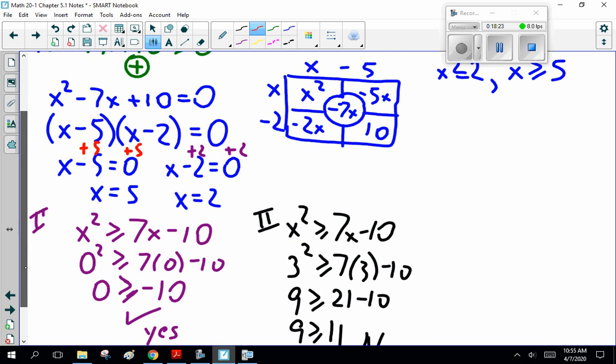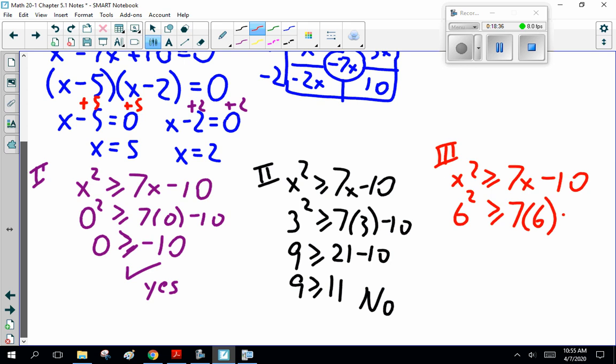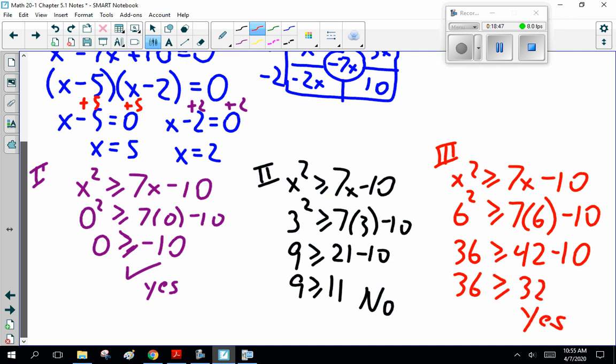So, section 3: x squared is greater than or equal to 7x minus 10. 6 squared is greater than or equal to 7 times 6 minus 10. 36 is greater than or equal to 42 minus 10. 36 is greater than or equal to 32. Yes, so I do have it right.